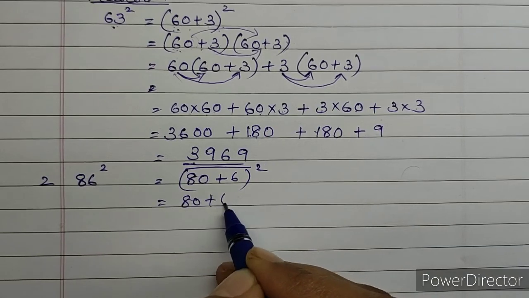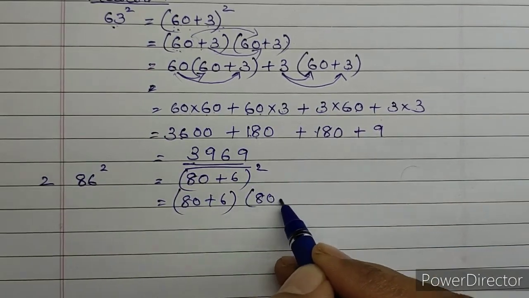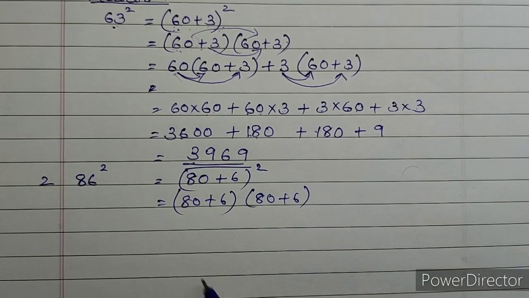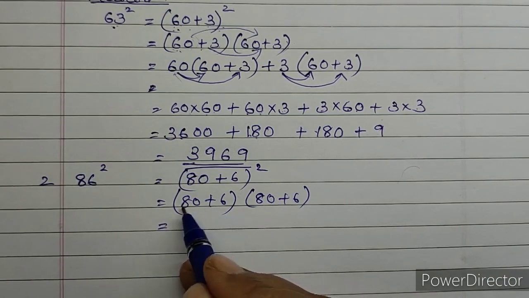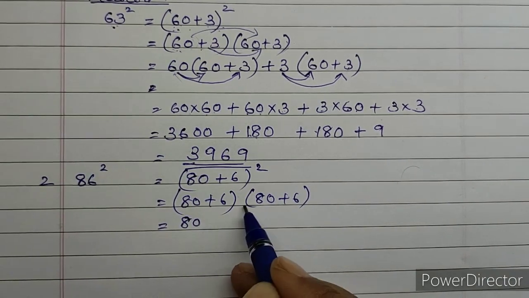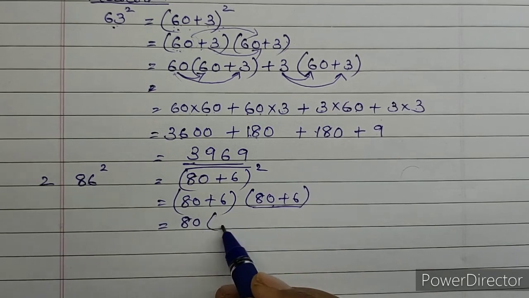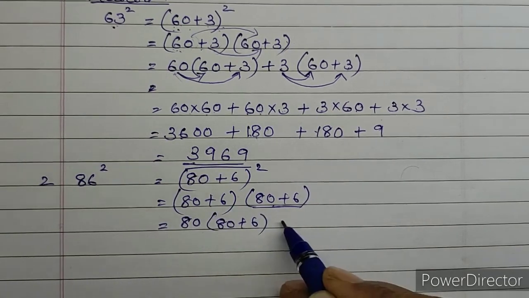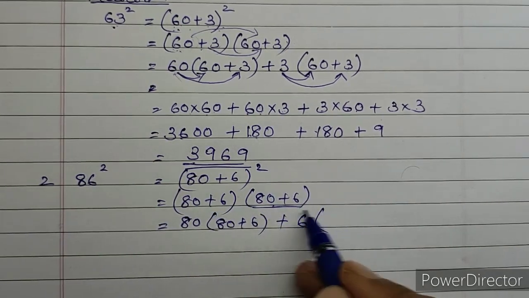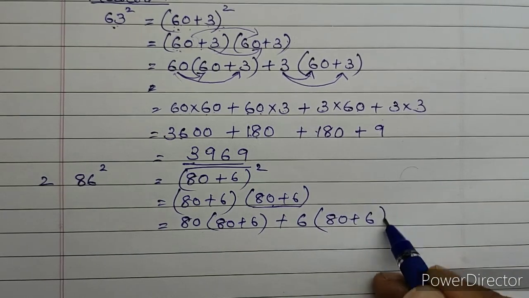80 plus 6 into 80 plus 6, 2 times. Square means 2 times you have to write. Now each one split it. 80 into full term. Second one full. 80 plus 6 into again full term 80 plus 6.